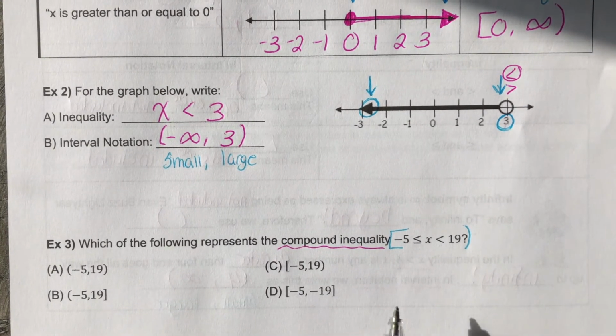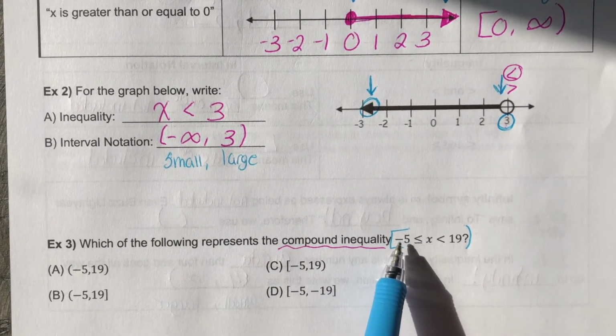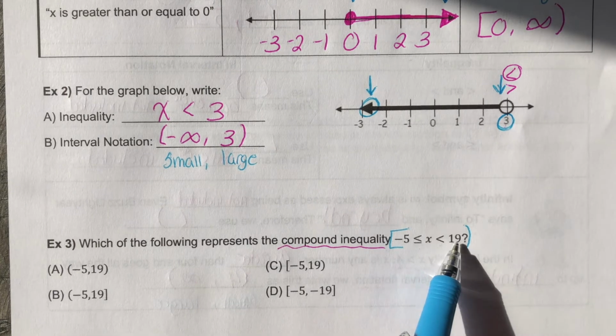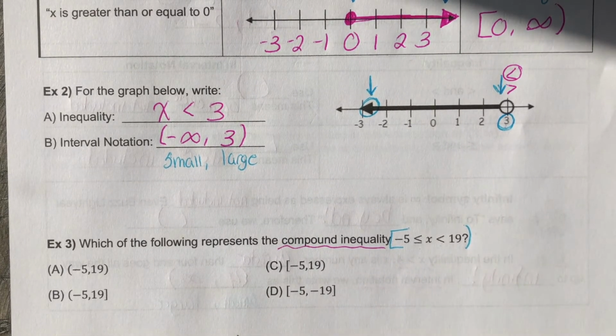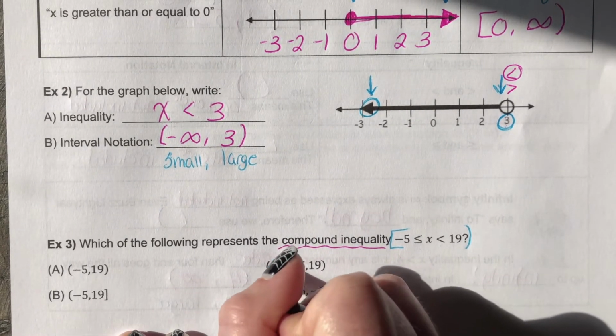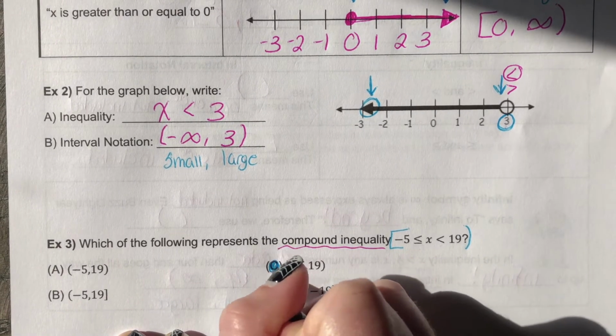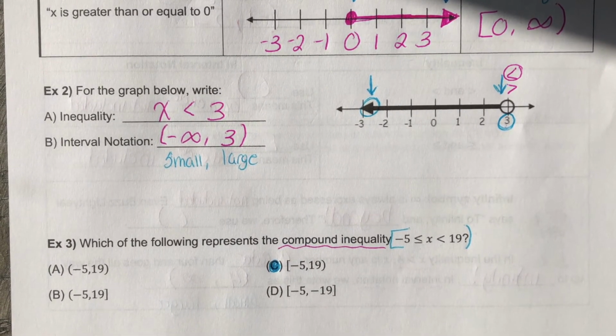So now I just have to look. -5 comes first with a bracket, 19 comes second with a parenthesis, and it looks like the only answer choice that has that is choice C. All right, and then I would have been done with example 3.